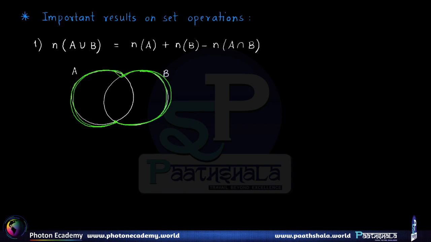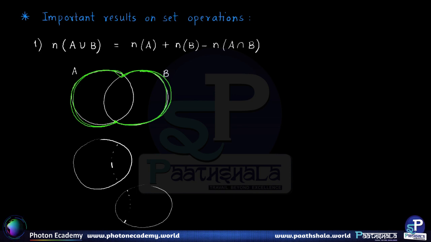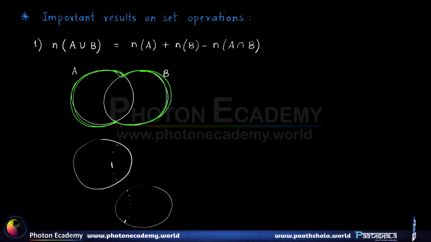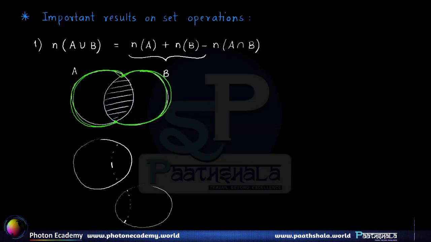Alright. So if we consider only A and only B, you will see that the intersection region is common in both of them. So if you just add the number of elements in A with the number of elements in B, the common region which is present in both will get counted twice, isn't it? Therefore, to correct it, we have to subtract the number of elements in the intersection from the sum that we did just now. So that gives us the total number of elements in the union of two sets A and B.